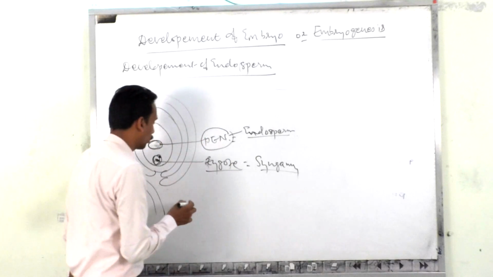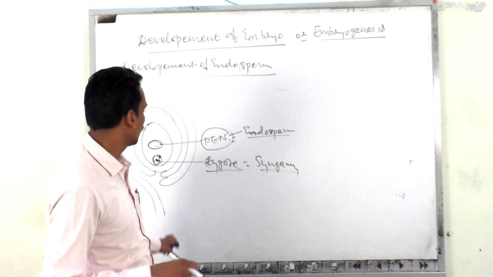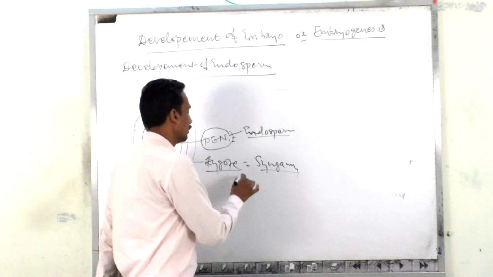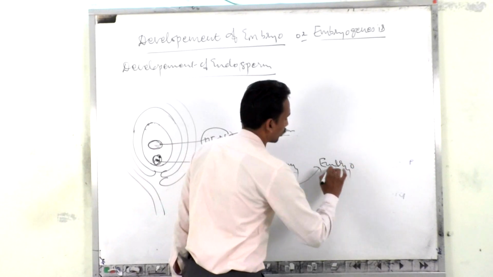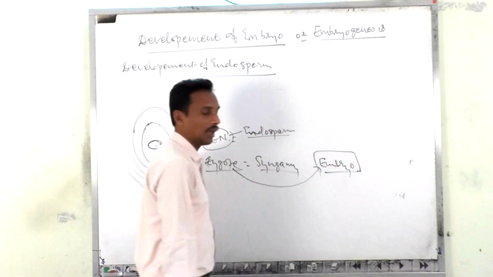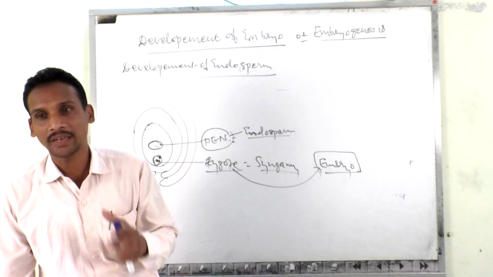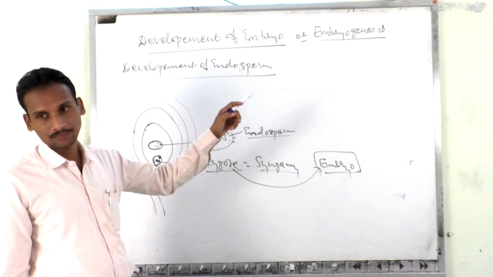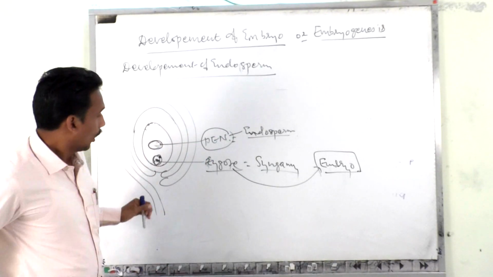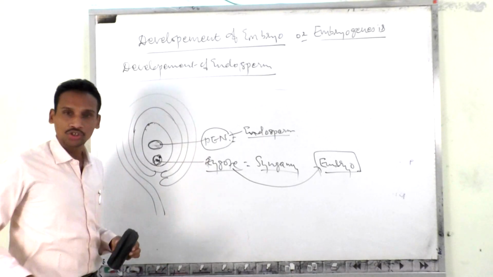Now we have to discuss the product of this syngamy, that we call a zygote, and the zygote is going to convert into the embryo. अब ये जो zygote होता है यही embryo में convert होगा, and the formation of embryo from the diploid zygote, that process we call embryogenesis. Now we know the position of the zygote inside the ovule. अब हमें इसका position पता चल गया.